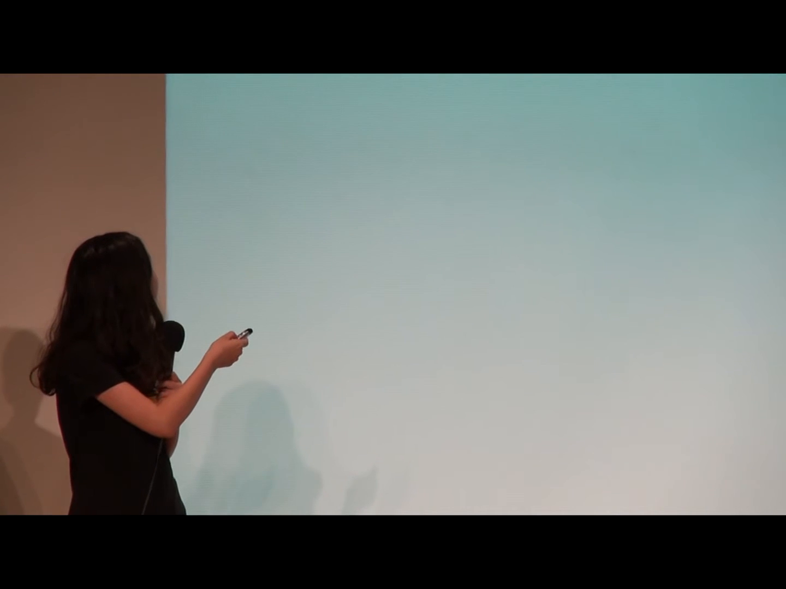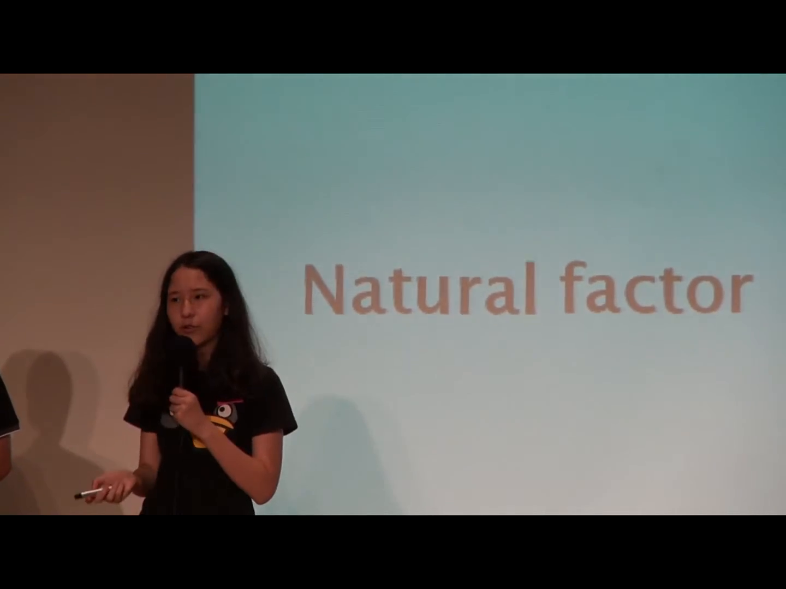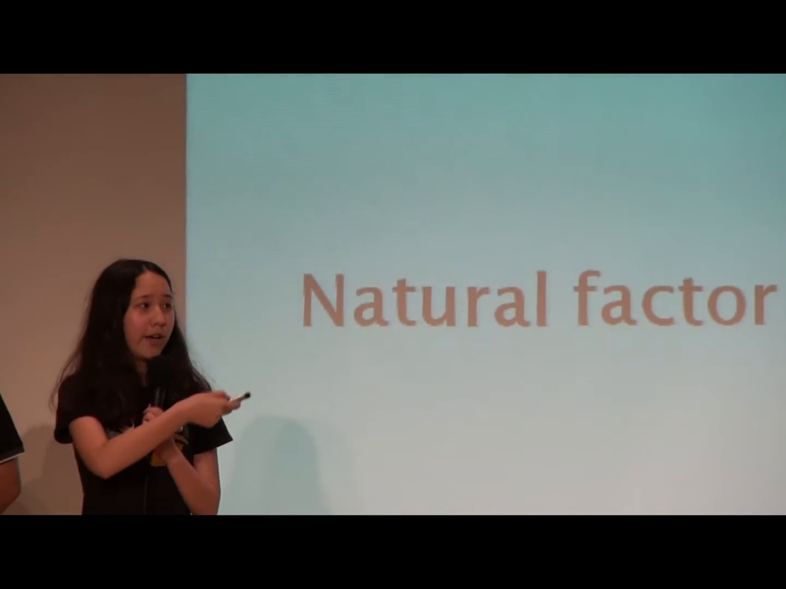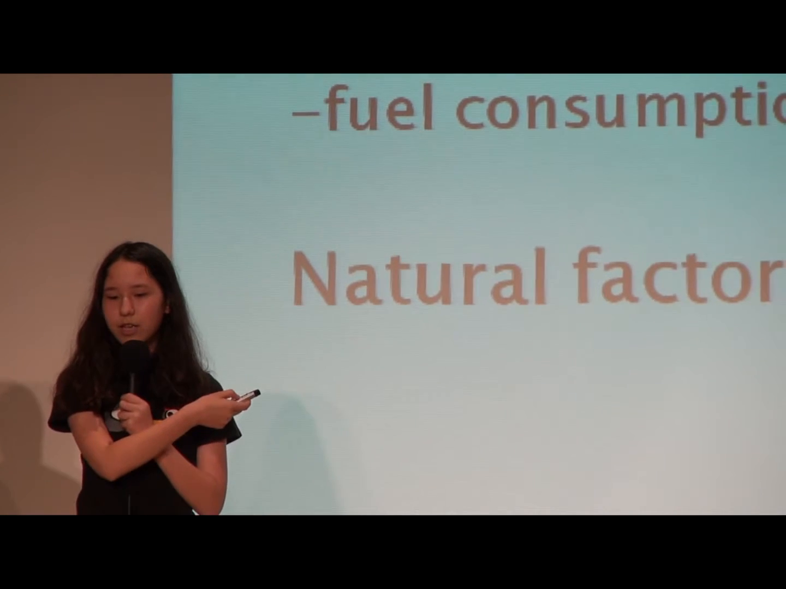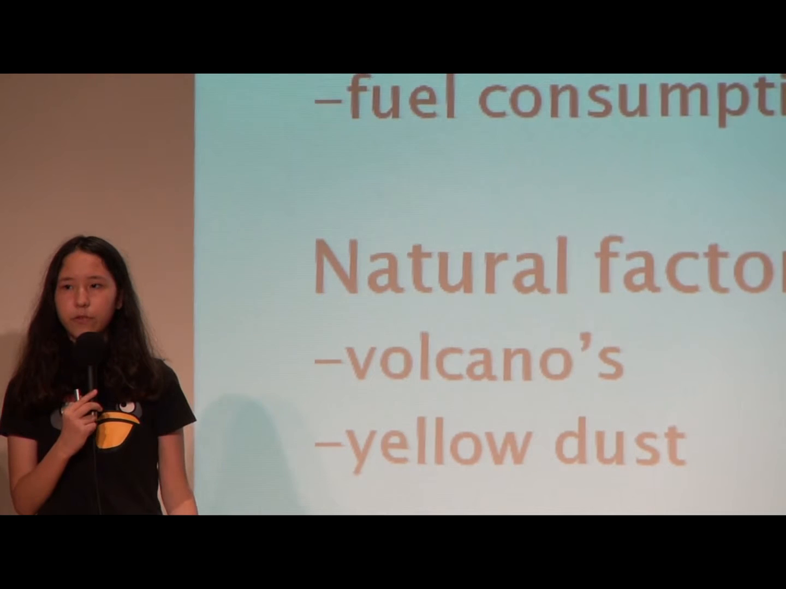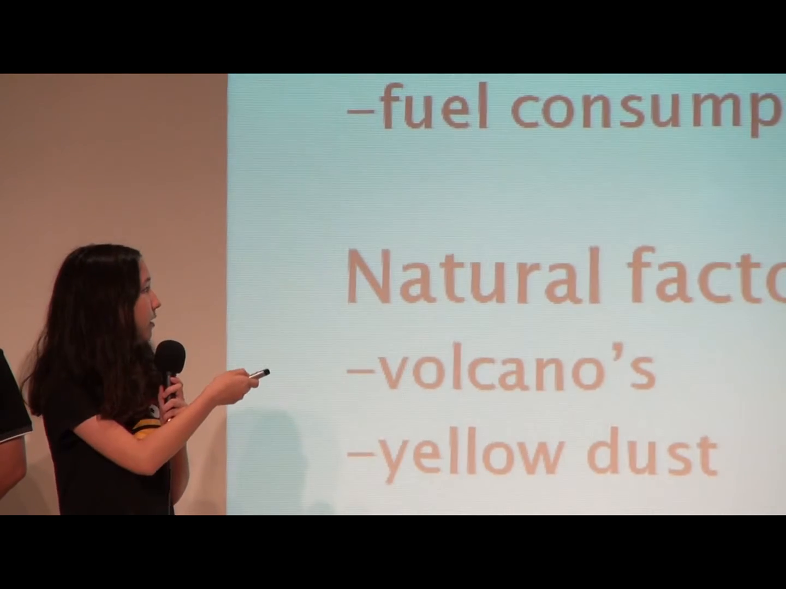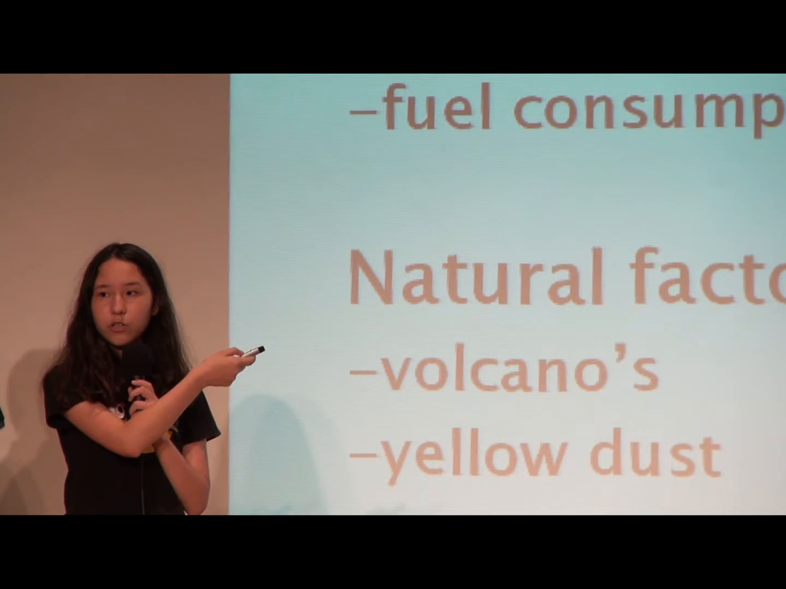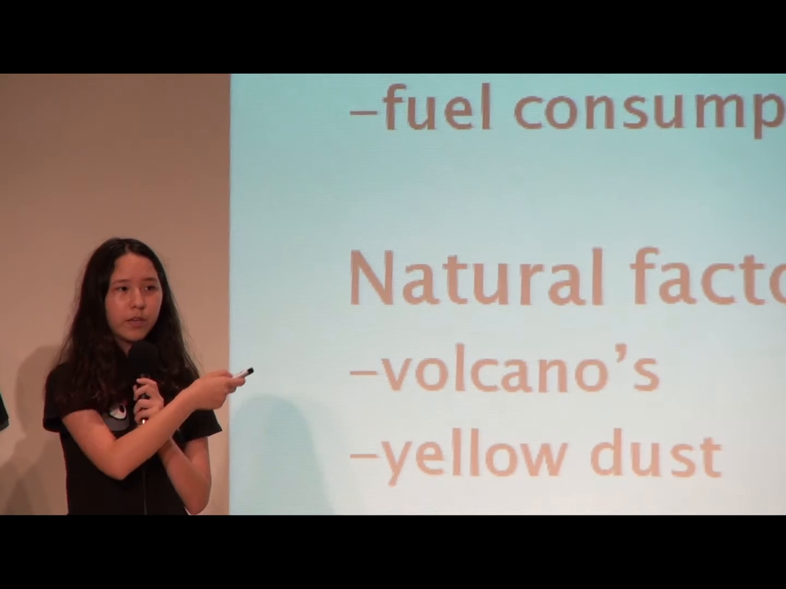Air pollution is mainly divided into 2 parts: artificial cause and natural factors. Artificial cause is mainly by cars, factories, and fuel consumptions, and natural factors are mainly by volcanoes and yellow dust. This is a picture of artificial cause, and this is yellow dust, which is a natural factor.